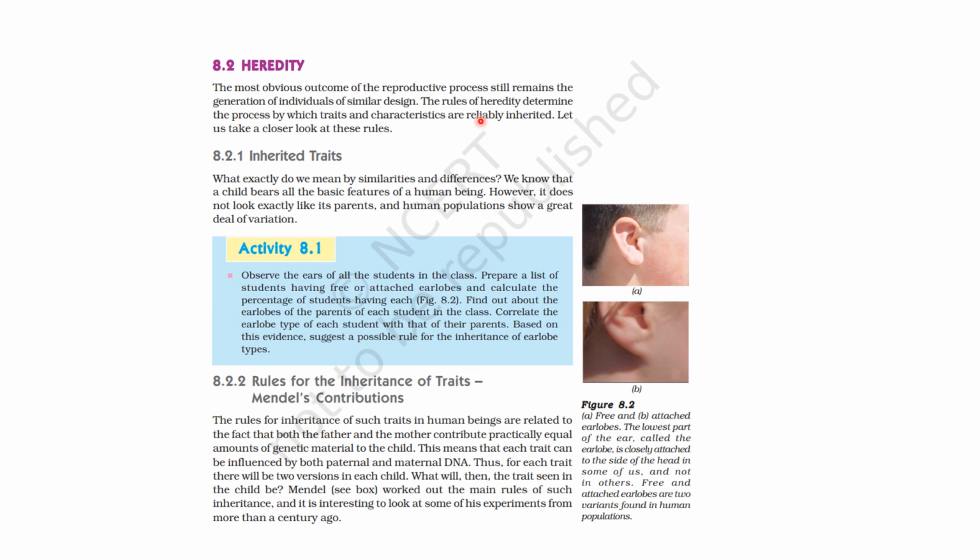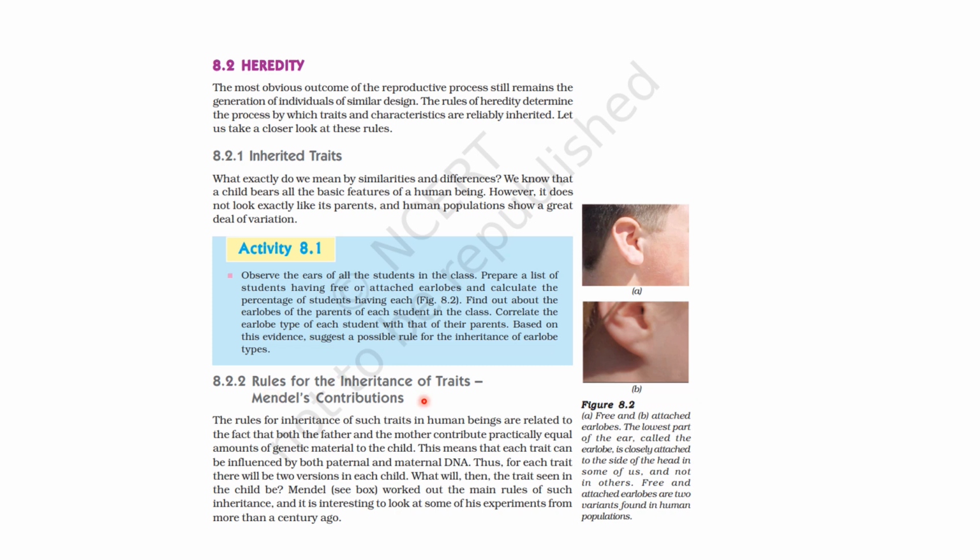ठीक है. तो rules of heredity, they determine the process by which traits and characteristics are reliably inherited. ठीक है, देखते हैं how it happens. Sometimes see earlobe ही देखो आप. This is a free earlobe. This is attached earlobe. तो कुछ generations में आप देखते हो कुछ human populations के इस तरह के ear होते हैं, कुछ के ऐसे. So these are due to hereditary factors, right.